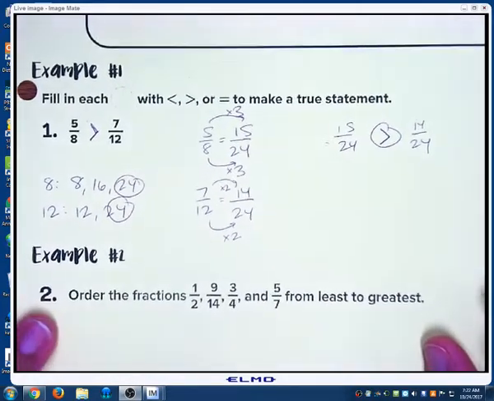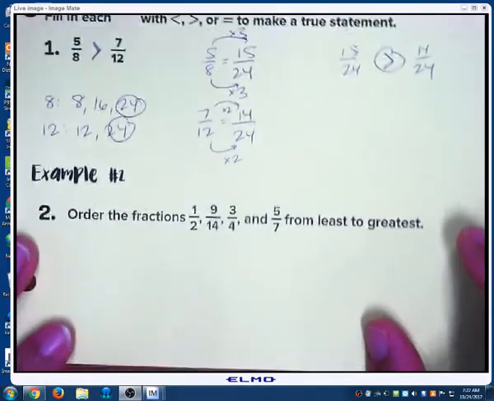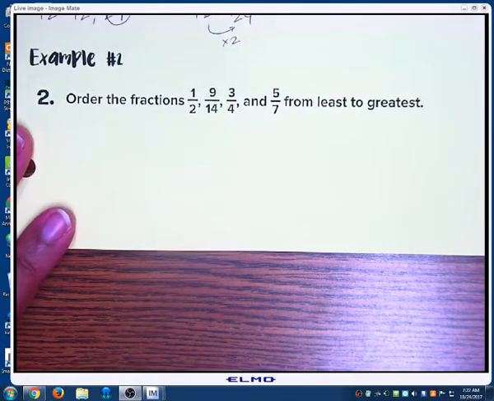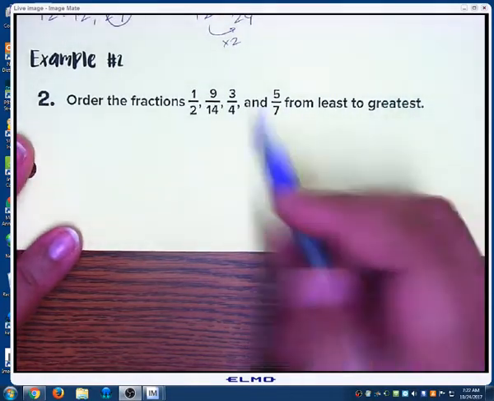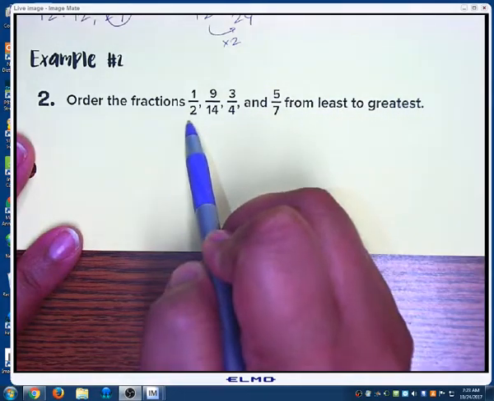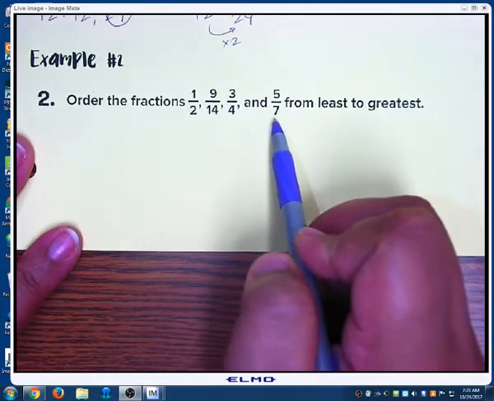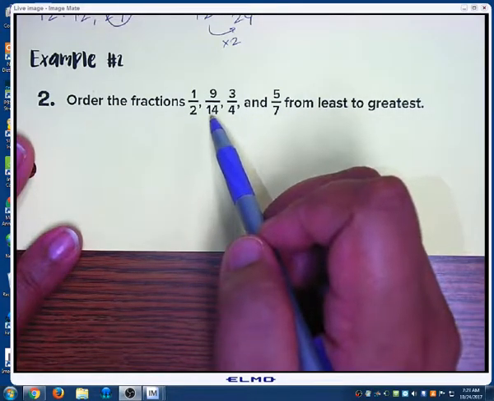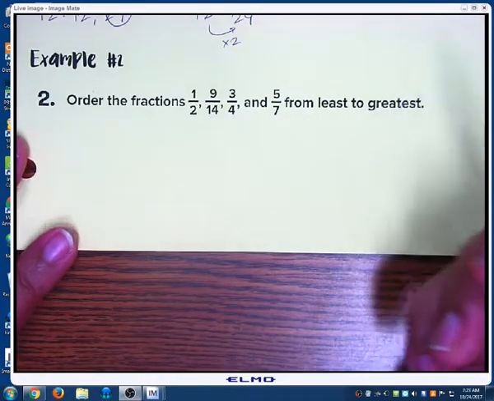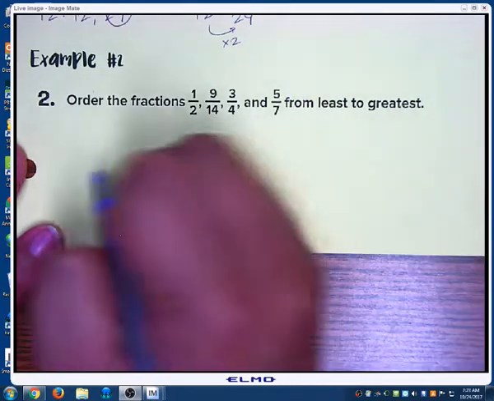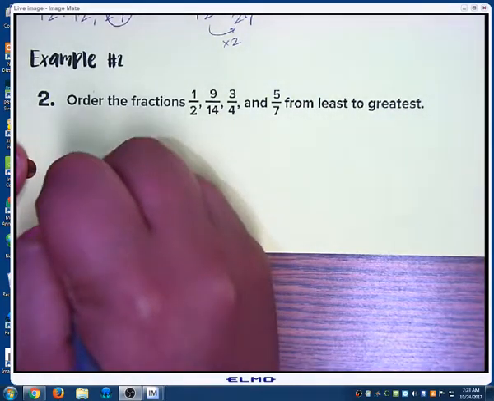All right, example number 2 is asking to order the fractions from least to greatest. And again, I need to have a common denominator. I look at 2, 14, 4, and 7. Well, 2 and 7 can both go into 14. So the only thing I really have to figure out is the least common multiple of 14 and 4. So I can list those.